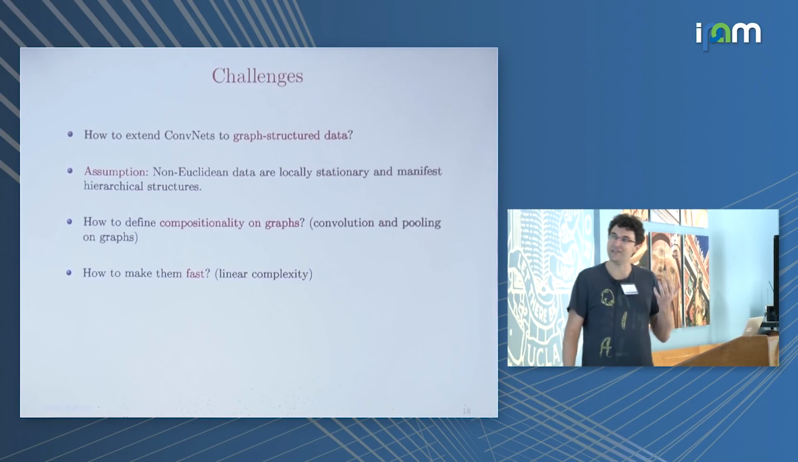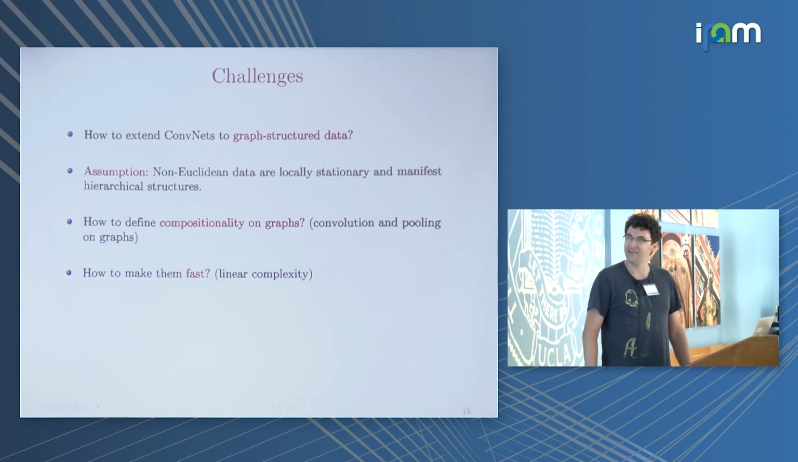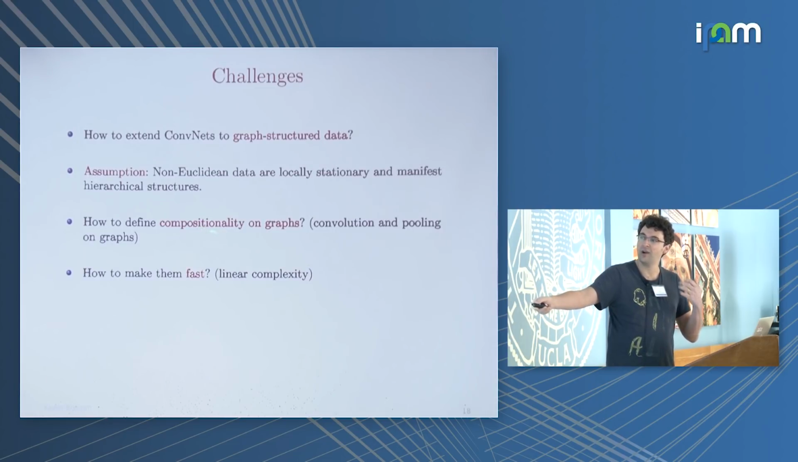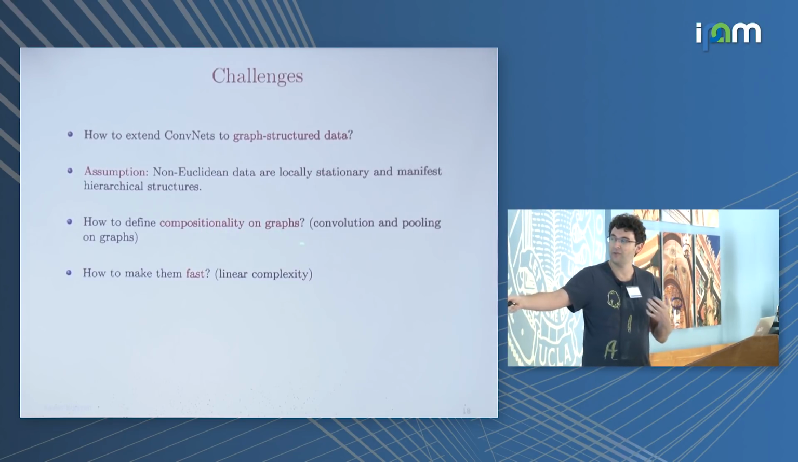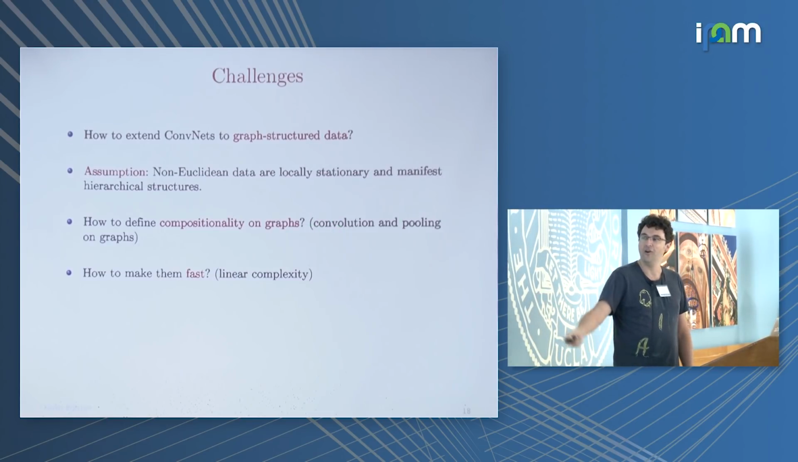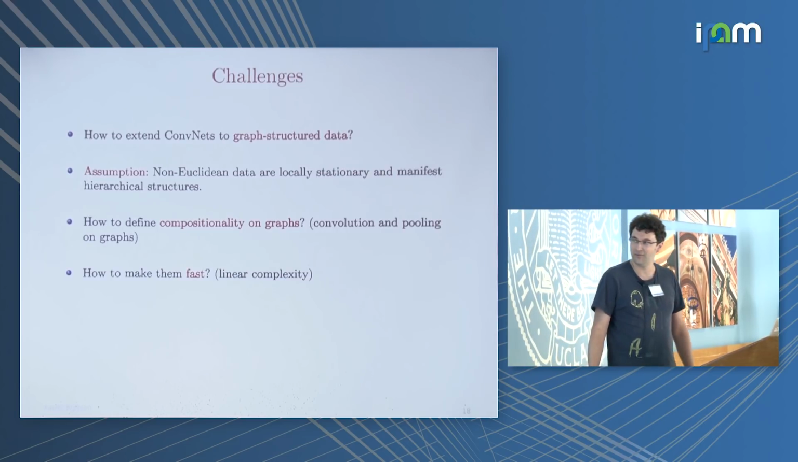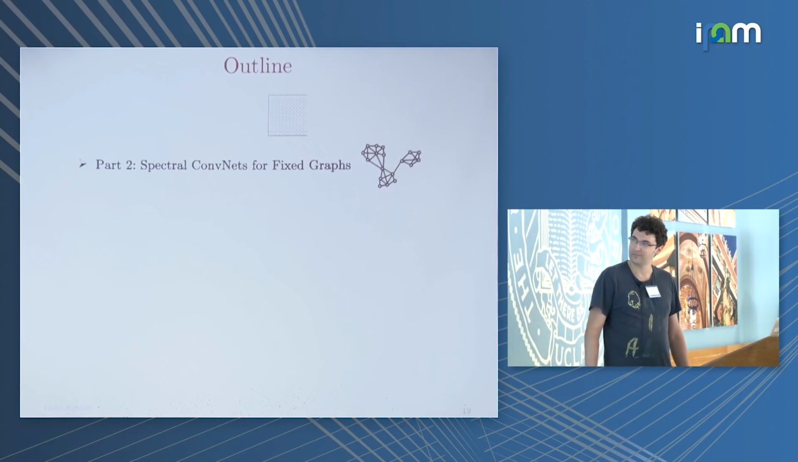So the assumption that we are going to make, again, and this is probably a universal assumption, is that we are going to say that the non-Euclidean data are also compositional, okay? And the question is, okay, so if they are compositional, how do you define compositionality on graph? How do you define graph convolution and graph pooling, okay? And also how to make them fast, like linear complexity, if you want to use it in practice.